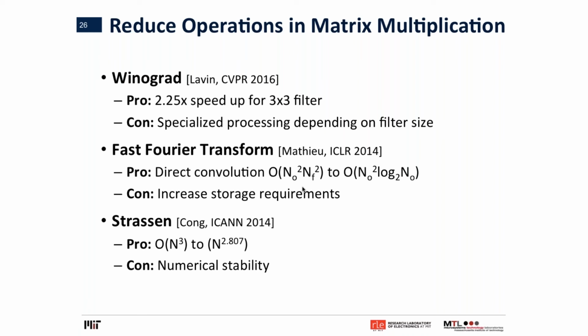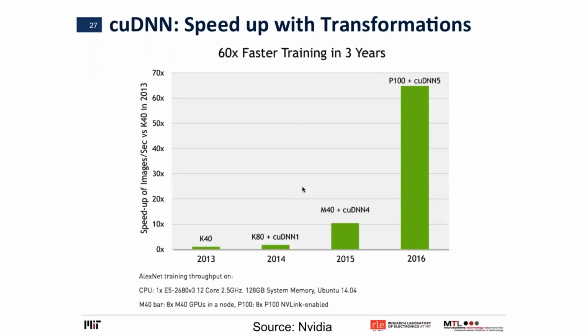So if you look at the speed ups, particularly on cuDNN over the past couple of years, what they claim is that you're getting 60x faster training in the past 3 years. Part of it is obviously new hardware, so you can see it goes from K40 up to P100, but the other is cuDNN itself, and within that library, it's actually leveraging these transformations, both Winograd and FFT, depending on the size of the filter itself.